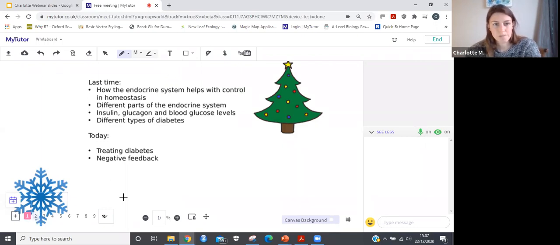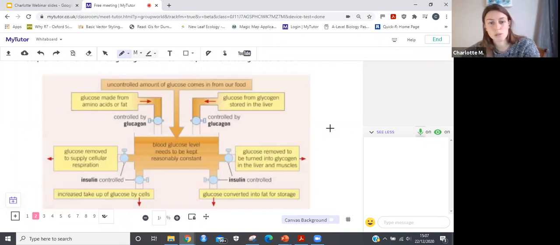Okay. So here is an image that we saw in yesterday's session, and it's a really good summary of how insulin and glucagon are used to maintain those blood glucose levels in the body. And I really like the idea of blood glucose being kept at a level like this tank in the middle. So what you're trying to do is keep that tank at a constant level. And this tank has lots of different taps here. And we can see that insulin controls these 4 taps at the bottom. So insulin controls what glucose is removed to supply cellular respiration. And it causes the increased take-up of glucose by cells.